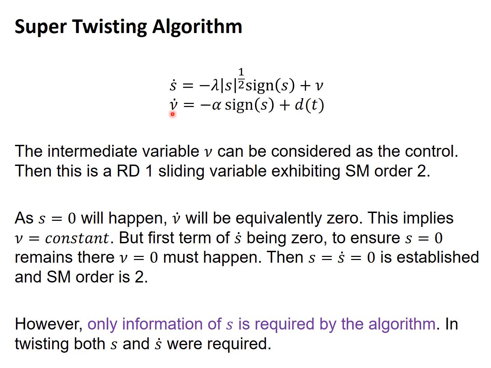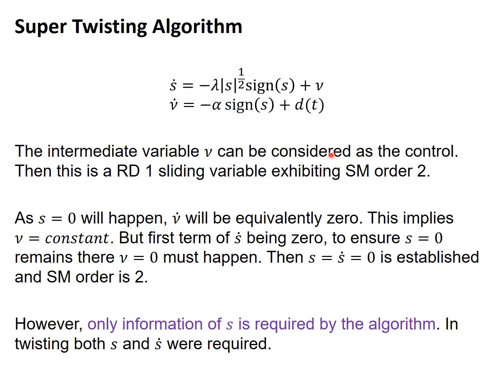What is nu? Nu is the integration of nu dot, integration of this part. So this RHS is discontinuous, but when you take the integration, it becomes continuous. So nu is continuous. So S dot does not contain the discontinuity. However, when you take S double dot, you have nu dot showing up here, and nu dot will contain minus alpha sign S. So the discontinuity appears in S double dot. So it exhibits sliding mode order 2.